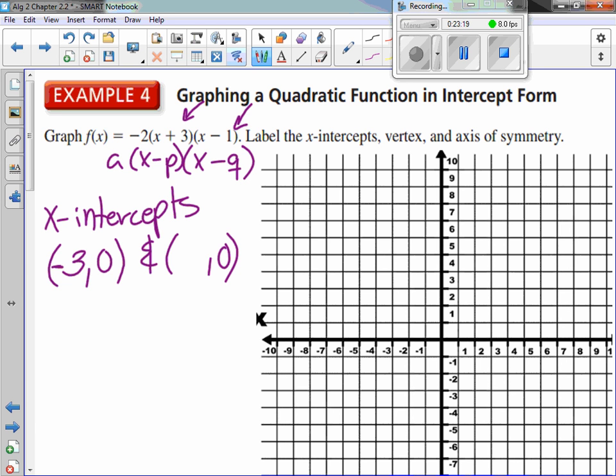3. Because the x-intercept is the value of x that makes y 0, so where it crosses the x-axis. And here we have x minus 1, so the value for this one would be 1. So the 2 places where it crosses the x-axis are at negative 3, 0, and 1, 0. And those are the x-intercepts. It's where it crosses the x-axis. It's the value of x that would make y 0.